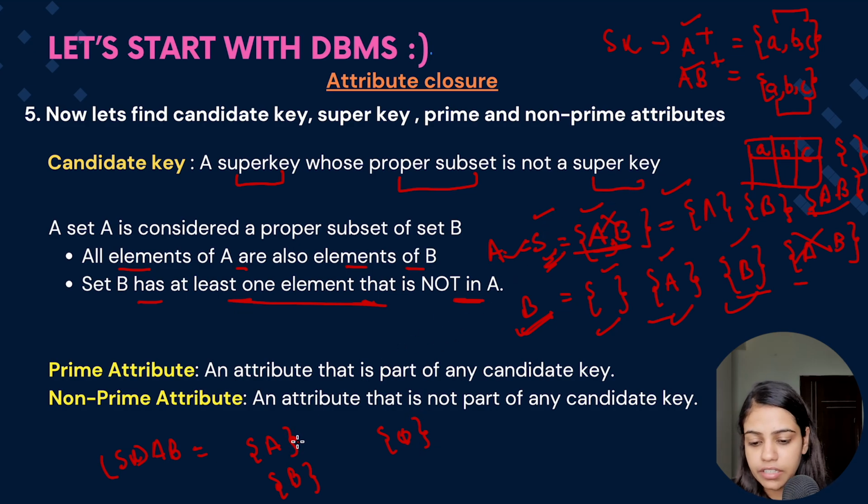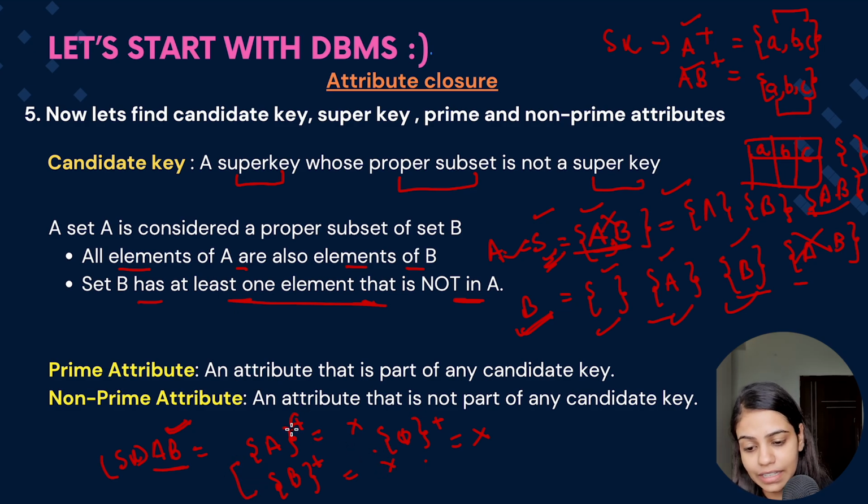So how can we find the super key? We have to take the closure. We will take the closure of all three, and if the closures of all three are not super keys, we can say that this is a candidate key. If any one of them turns out to be a super key, we can't say that this is a candidate key. So first we have to find out the super key, then we have to take the proper subsets of the super key, then we have to find out whether the proper subset is a super key or not.